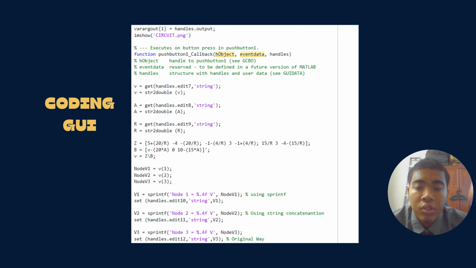This is our GUI coding for the Lab 4 project, and we add imshow circuit.png to display the circuit picture in our GUI design when run. Then below push button 1, we declare V equals edit 7, A equals edit 8, and R equals edit 9. Then we need to add the matrix form that we got from calculation into this code. And we declare that V1, V2, and V3 are the results. Lastly, for V1 we choose edit 10, V2 we choose edit 11, and V3 we choose edit 12.